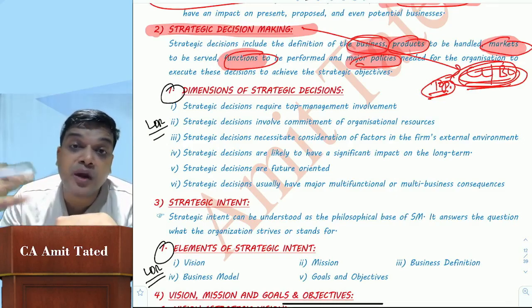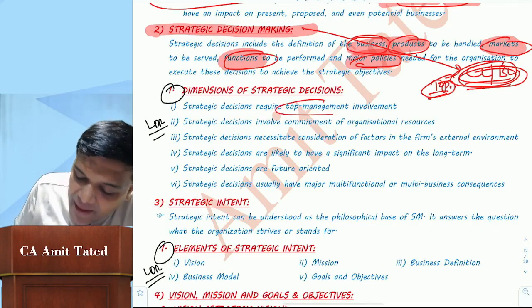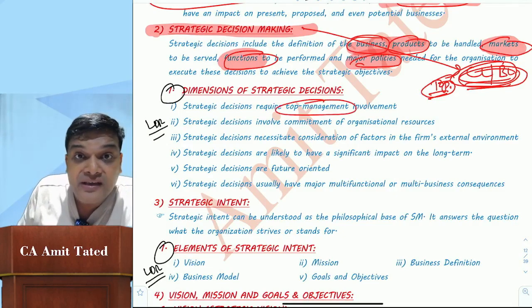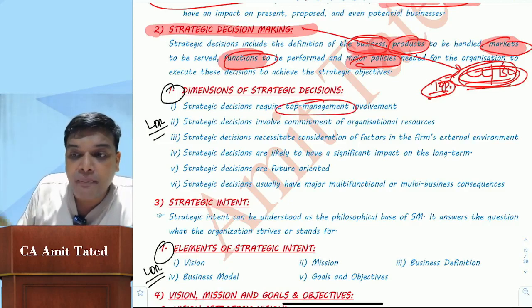So now the question comes: what are the dimensions of strategic decisions? The dimension of strategic decision is, first, top management involvement is required. The word used here is top management. It is not using the words corporate level or business level because both are top management. So top management commitment and involvement is required.